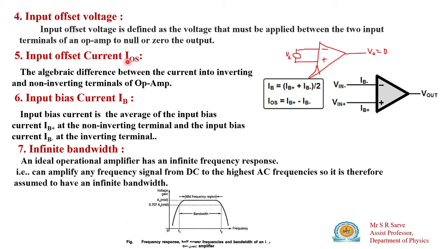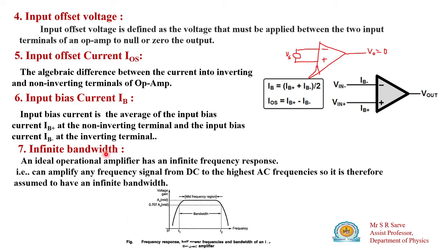Input offset current means that there are two currents, input offset current and input bias current. Input offset current is the difference between the currents entering the inverting and non-inverting terminals of an operational amplifier. And what is input bias current? IB plus is the current through the non-inverting terminal, and IB minus is the current through the inverting terminal. If you take the average, meaning the addition of these two currents divided by 2, this is known as the input bias current.